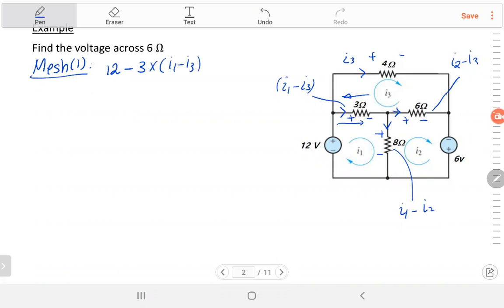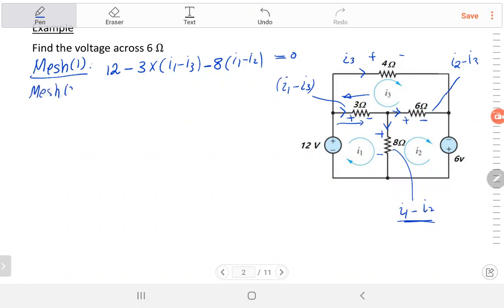Continue for the same mesh. Mesh is like a closed loop, you know. Then you find you have 8 ohm and positive also, so minus 8 ohm times the current. The current here we already defined it, I1 minus I2. Nothing else. You finish the mesh, equals 0. That's your first equation. If you understood it 50%, let's see mesh 2.